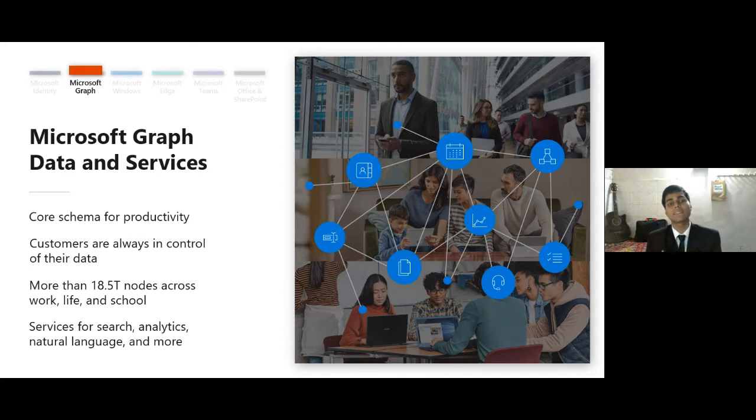That is the reason more than 18.5 trillion nodes across work, life, and school show a very huge usage of such tools and tech. Services launched for analytics, natural language, and other things have been provided by Microsoft Graph, data and services. And yes, as I said, it is really complex to understand Graph, but gradually, when you actually work on it hands-on, you'll get to know how lenient and fantastic Graph is to use.